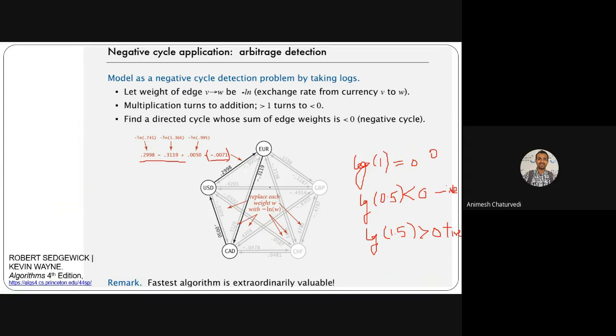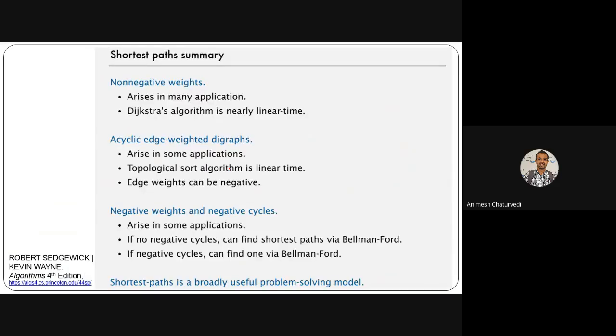I hope this application was clear, because it's very obvious and simple. Then next, the non-negative weights. Non-negative weights arise in many applications. We have seen many applications with non-negative weights, like road maps or water pipeline supply. There are thousands of such applications of non-negative weights. We will not discuss this. For them, Dijkstra's algorithm was there, which runs in linear time as well.